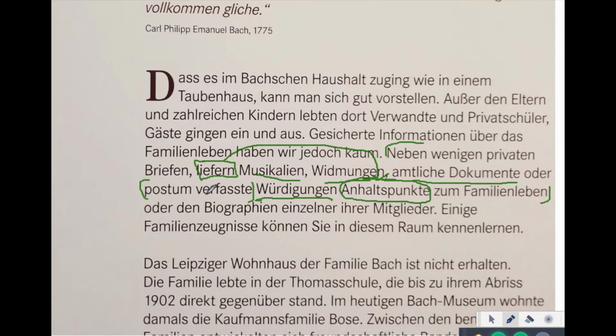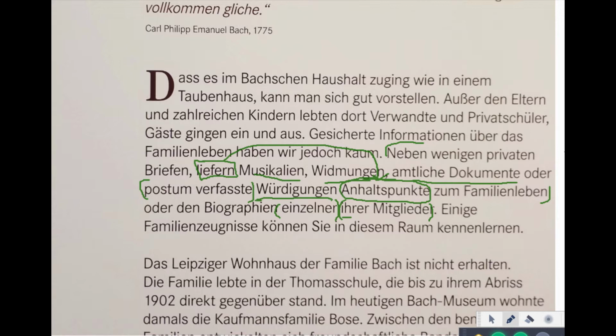Oder den Biografien einzelner ihrer Mitglieder. So they supply, yes, all these things supply the chronicle for the family life, for understanding the family life, or they supply, understood, for biographers, or for the biographies, sorry, of individuals of their family members, and ihre refers back to family. Okay, so that's quite a long sentence. You want to do this whole thing really slowly, Chad?